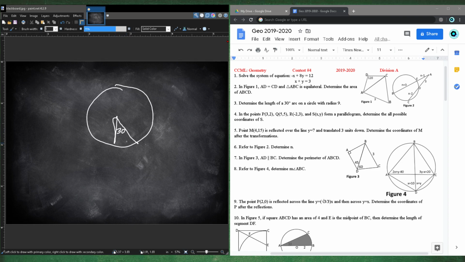This is 30 degrees, and then this radius is 9, so find this length right here. So that's pretty simple. So what's the circumference? Circumference is 2 pi radius. Our radius is 9, so it's going to be 2 times 9, which is 18, 18 pi.